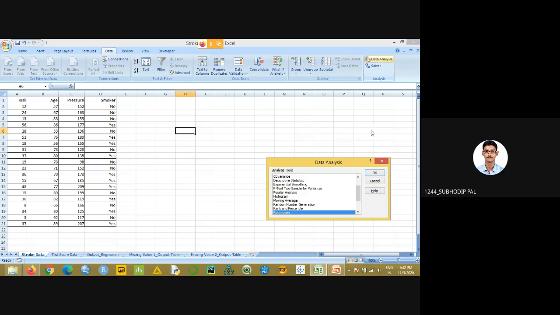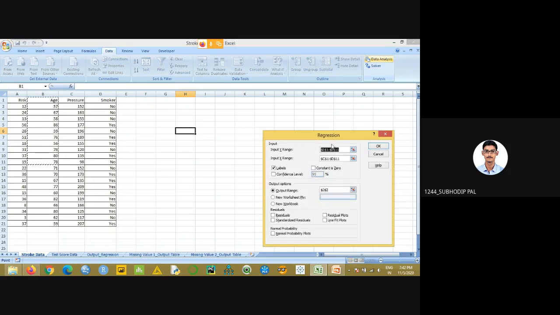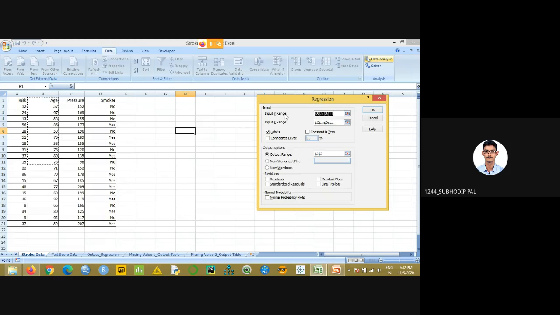Let's go to Data Analysis. You have to click on the Data tab, then Data Analysis. After adding the add-in only, you will get this feature, Data Analysis. So here is one option, regression. I'll click OK. They are asking me to input the Y range and the input X range. Input Y means my dependent variable range, and input X range means my independent variable range I have to add.